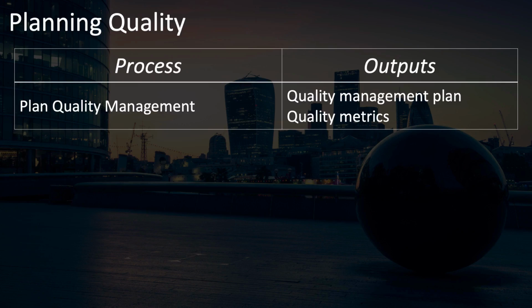There's only one process in the planning process group for the quality knowledge management area, and that's the plan quality management process. As you would expect, the primary output of this process is the quality management plan. However, there's another primary output, and that's the quality metrics that will be used to measure quality on your project.